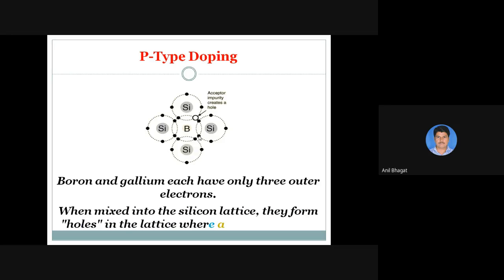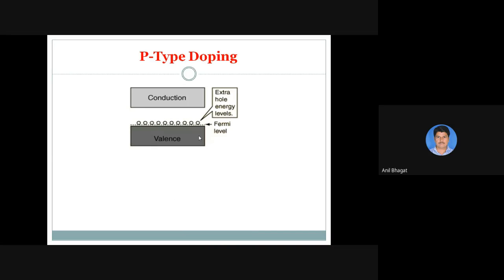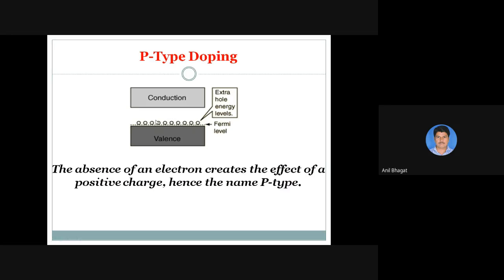When mixed into the silicon lattice, they form holes in the lattice where the silicon electrons have nothing to bond to. So this is very simple. The diagram shows the conduction and valence band, the extra hole energy level, the Fermi level. Now you know that the electrons present in a hole, the valence electrons, come from the valence band. So the absence of electrons creates the effect of a positive charge, hence the name p-type, right?